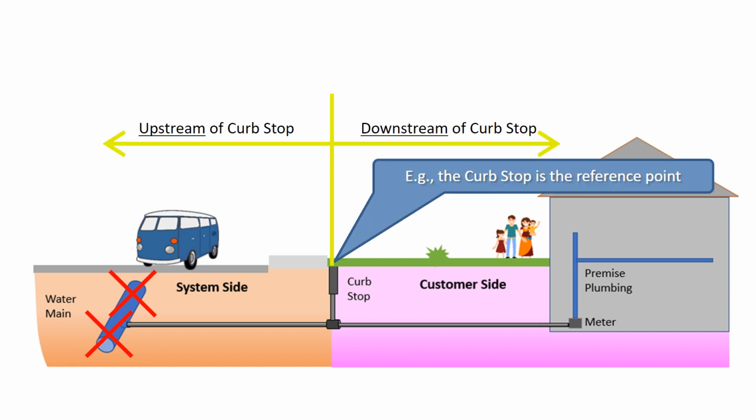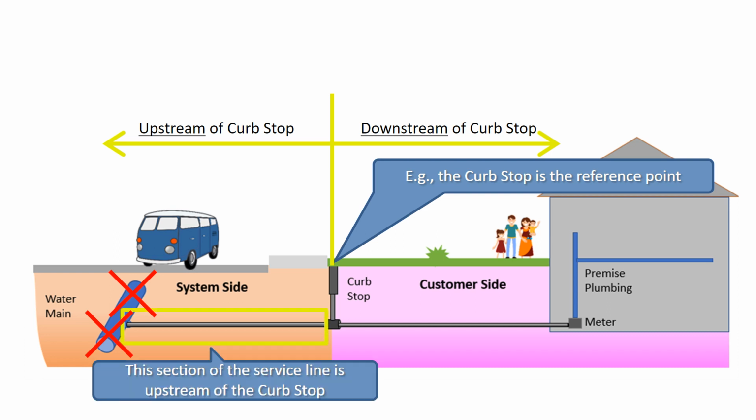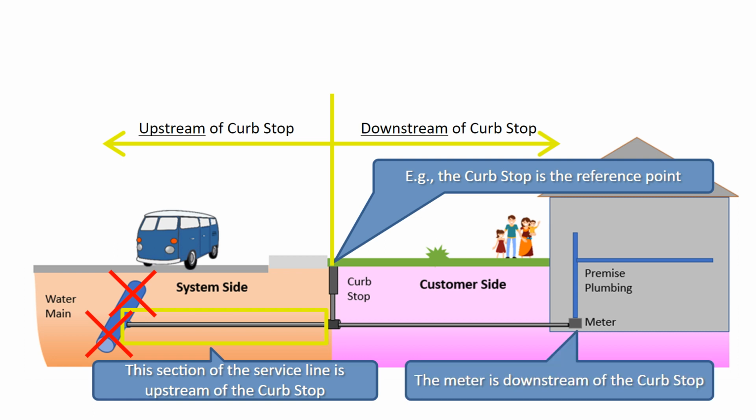We will use the curb stop as the reference point. For our example, the portion of the service line that is highlighted would be considered upstream of the curb stop, while the meter is considered downstream of the curb stop.